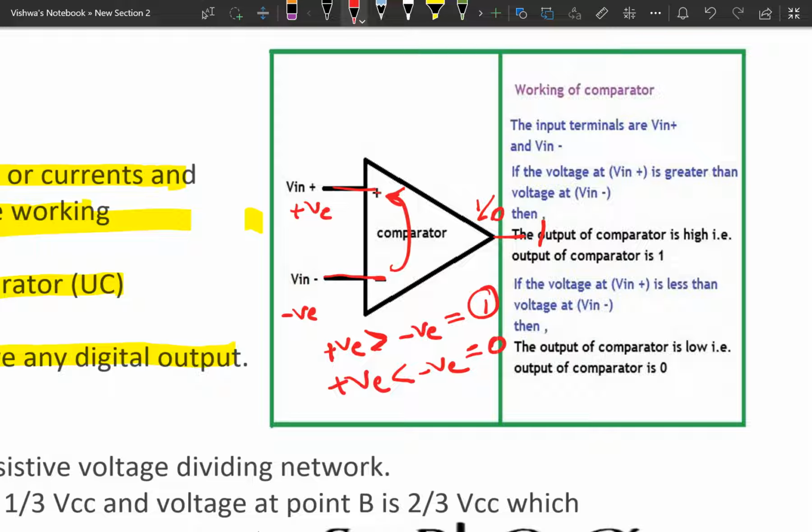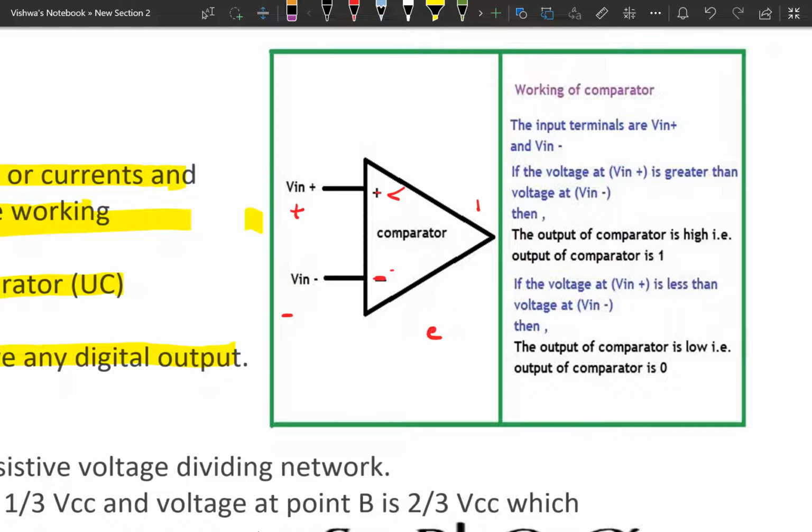In the IC 555 timer, there are two comparators. One is the upper comparator and the other one is the lower comparator. And next one is resistors.